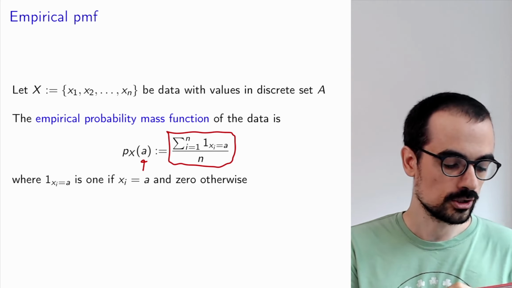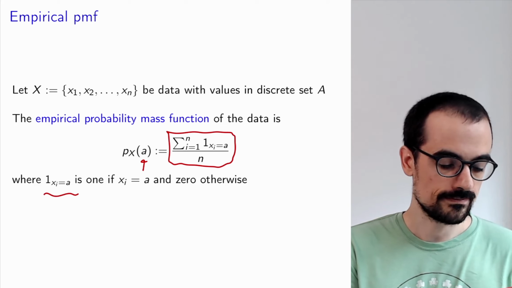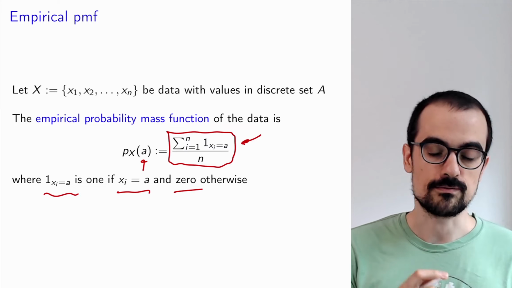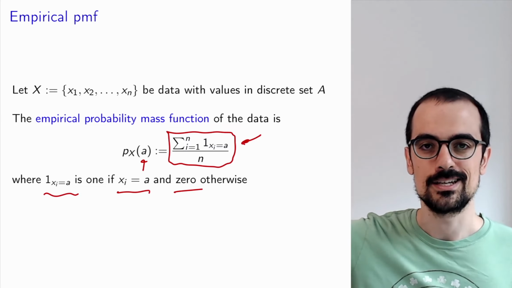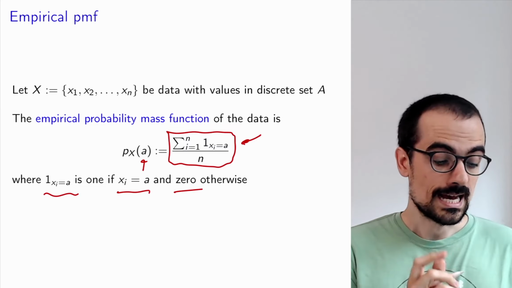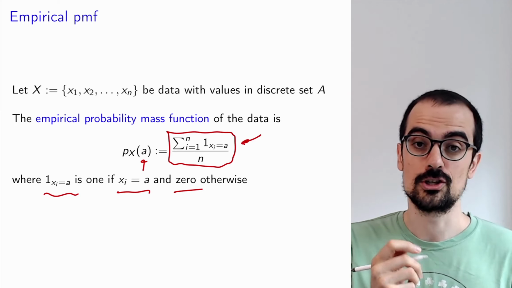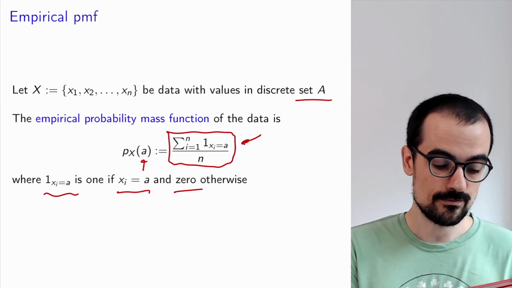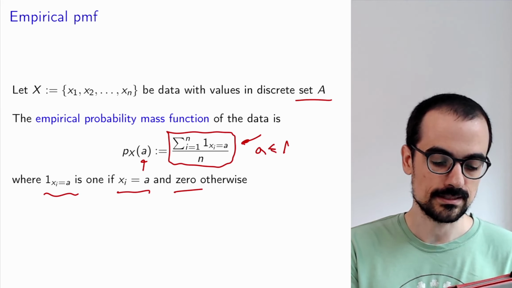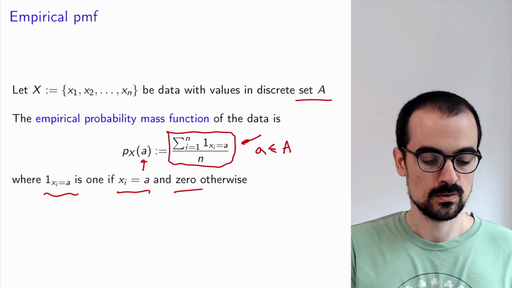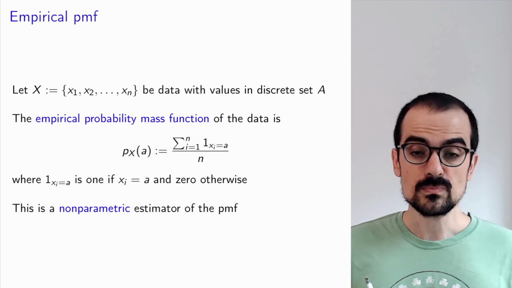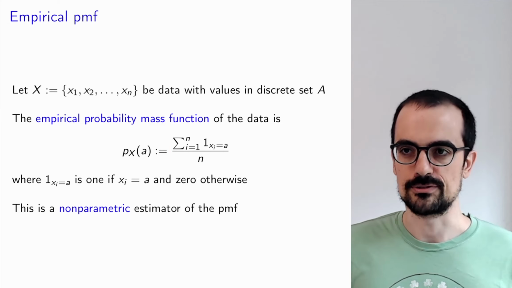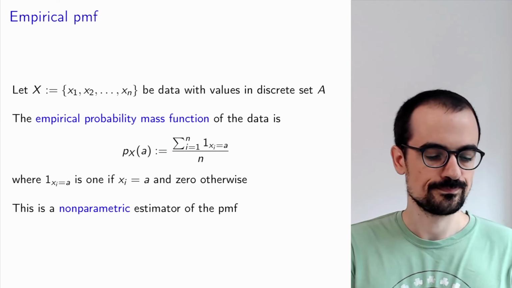And remember that in this notation, this is 1 if xi is equal to A and 0 otherwise. So this is just the fraction of times that you see A in your data set divided by n. And this is a function of the values in this discrete set. So you do this for every A, maybe I should have said that, in the discrete set. As I said at the beginning, this is a non-parametric estimator of the PMF. We're going to talk about parametric estimation in a moment.